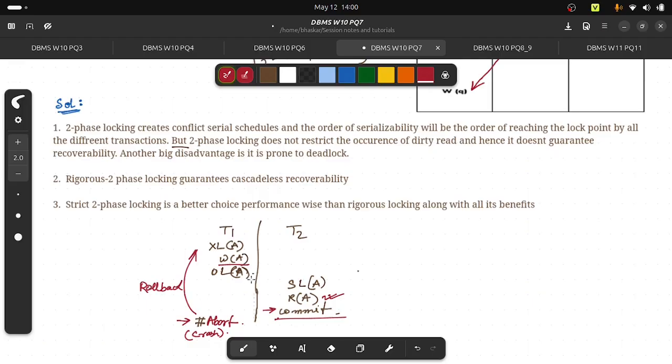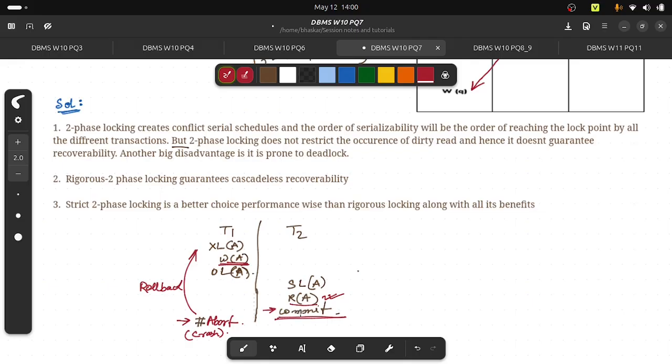Now, according to the concepts of atomicity of transaction, since this T1 is not completely executed, all the changes related to T1 must be rolled back. So this write is invalid. But this write is already read by T2 and it has already committed it in the database. So this is something which is irrecoverable.